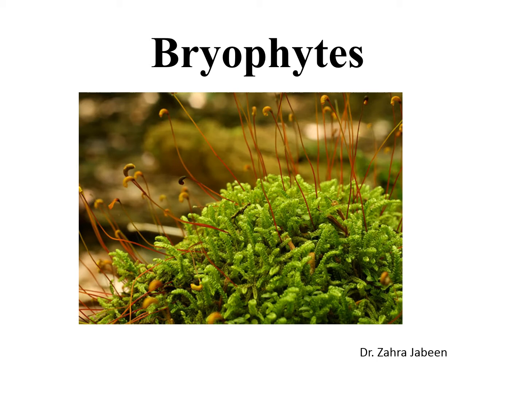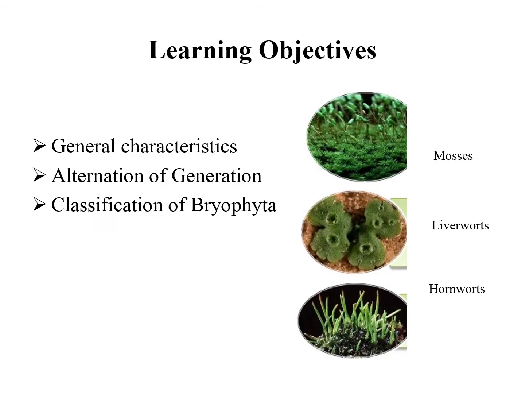These fascinating and largely unnoticed plants are integral components of our diverse environment on Earth. From this lecture, students will understand the general features of bryophytes, will know about the alternation of generations, and will also understand the classification of bryophytes, which include hornworts, liverworts, and mosses.